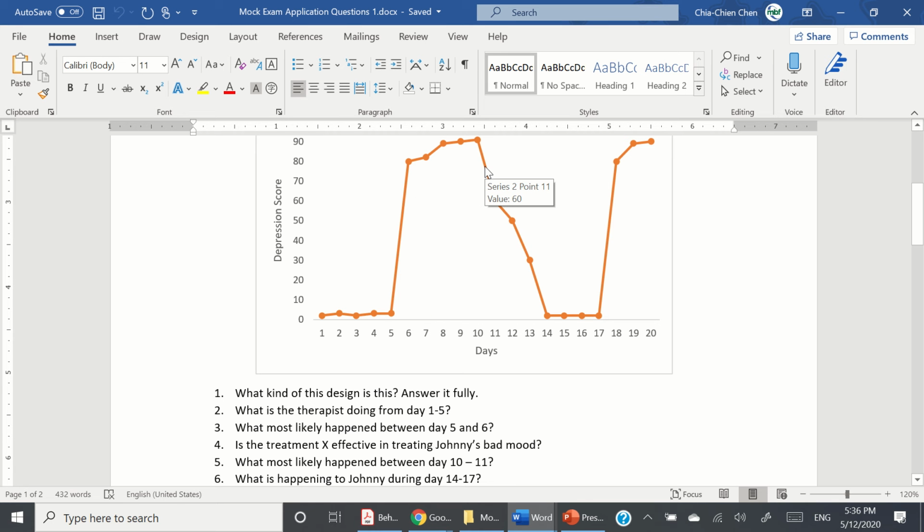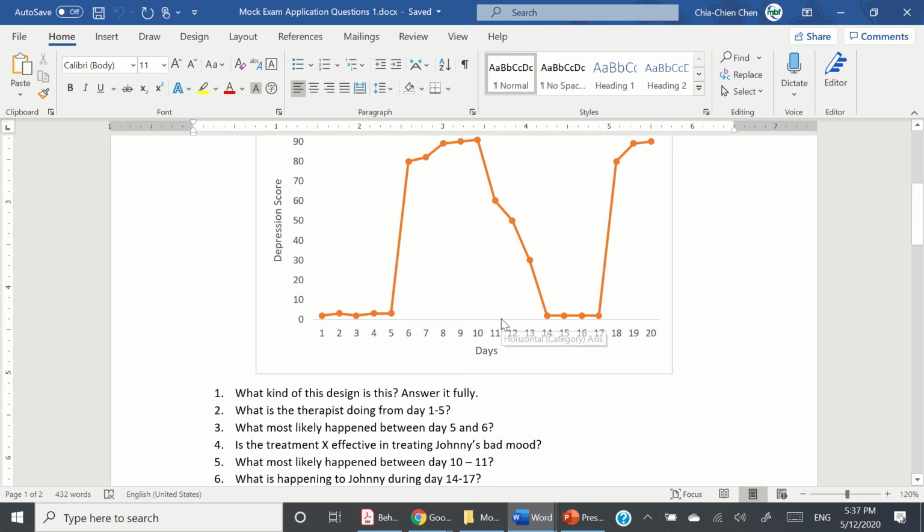Number five, what most likely happened between day 10 and 11? So where is day 10? Day 10 is here, 11 is here. Day 10 is basically when the treatment was withdrawn, and this is why you can see that in the absence of the treatment, the depression score went back down. So what kind of design is this? Let's go back to number one. This would be an ABAB design.